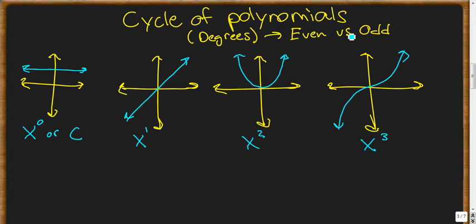Same thing for odd functions. If you start off with x to the first, it's going to behave very similarly to x cubed, which is going to behave very similarly to x to the fifth, and so on.